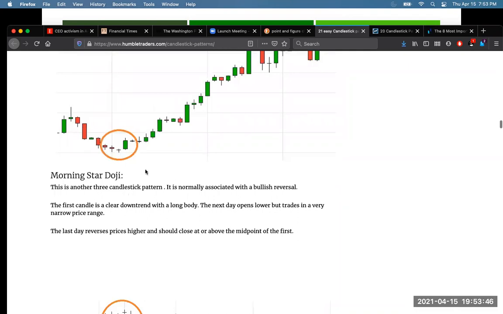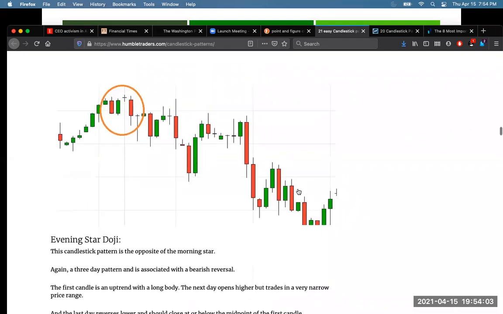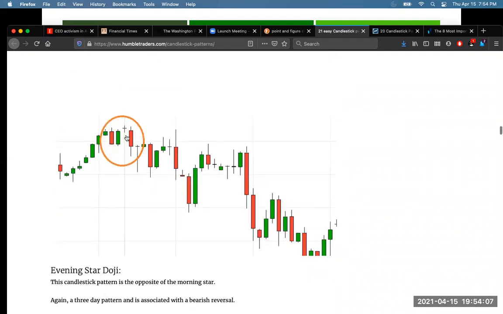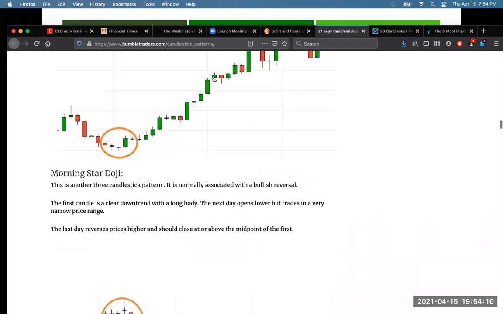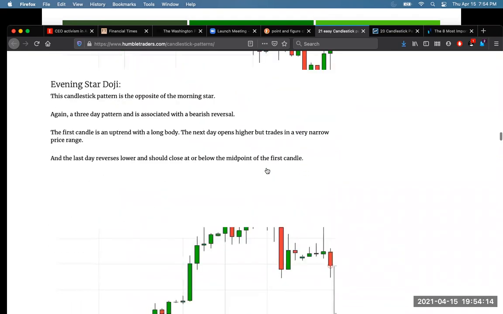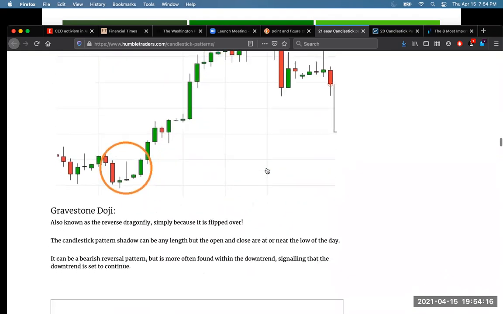Three candlestick pattern. Clear downtrend, candlestick with a long shadow. Next day is very narrow. Then it jumps up. Here's an evening star. What is this one called? Morning star, evening star. So sun rising, sun setting. You can see that they're a little bit peculiar.